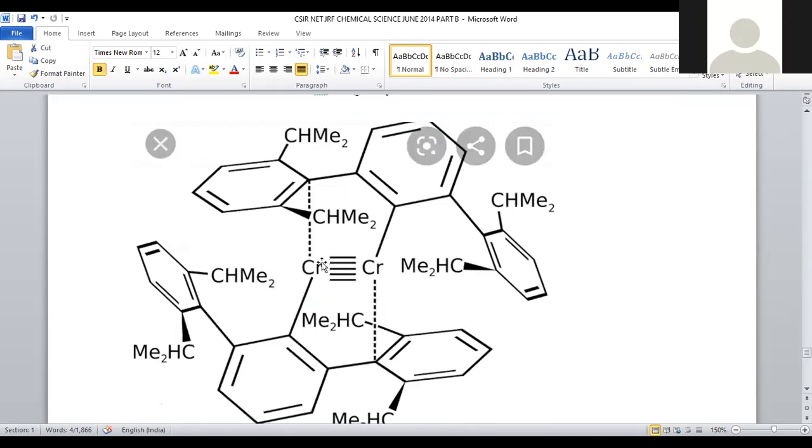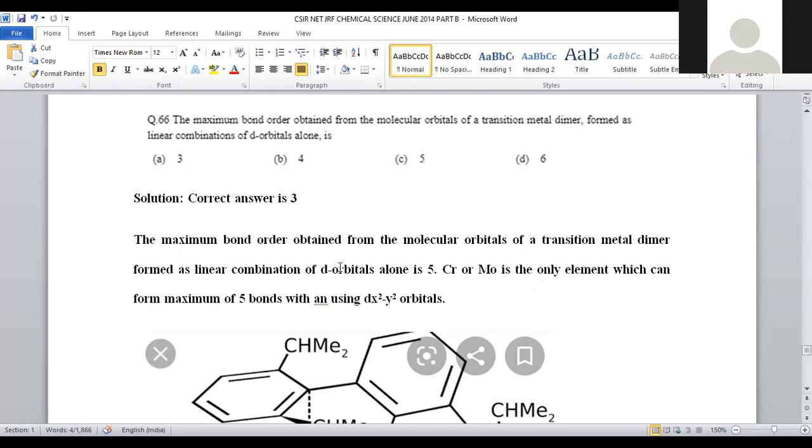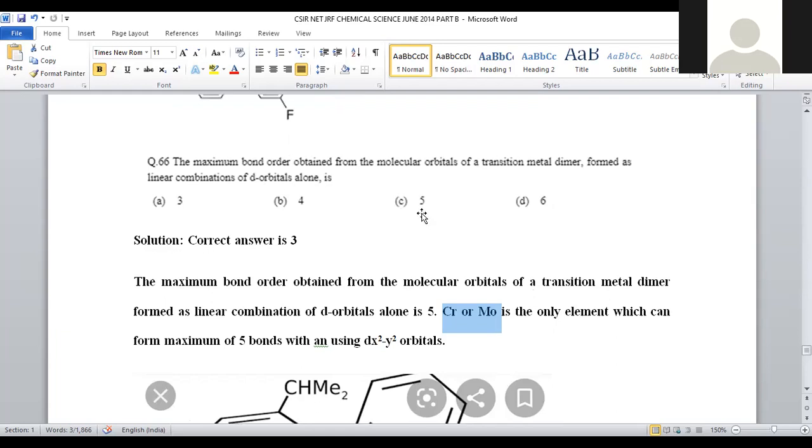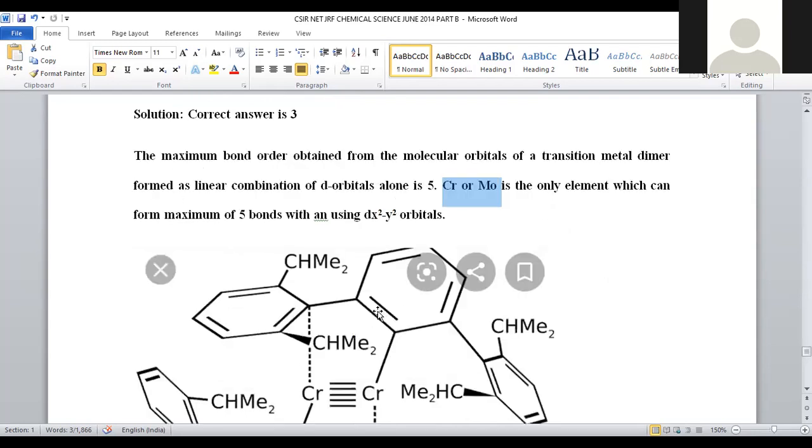right? Here you can clearly observe that chromium, these two are the compounds, two different compounds got dimerized. Upon dimerization, there is a possibility of chromium direct linkage. How many bonds are there? 1, 2, 3, 4, 5. So chromium directly bonded with the 5 bonds, so that you can say it is a bond order of 5. So maximum extent d orbitals are able to participate in the bond formation up to 5 only. Only the metals involved in this kind of case will be chromium and molybdenum. So that is available in the option number 3. For question number 66, option number 3 is the correct answer.